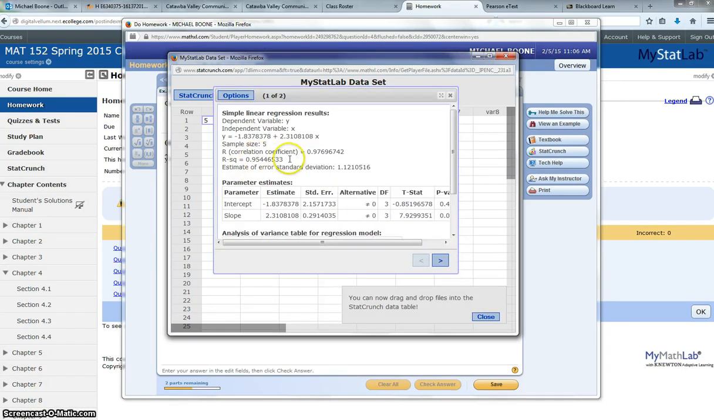I get my correlation coefficient, which is what section 1 is talking about, and it's a 0.977, so maybe that's good enough. I get my equation of the line, which is right here. There is my y-intercept, and here is my slope, and they state that again down here. So my slope is 2.3108, and that's multiplied by x, and my y-intercept is, so when x is 0, my y value is negative 1.838.